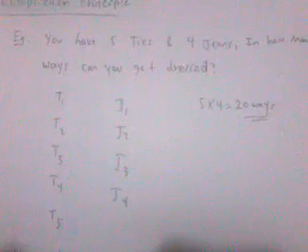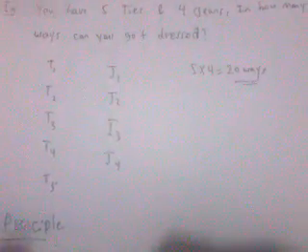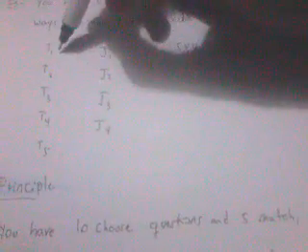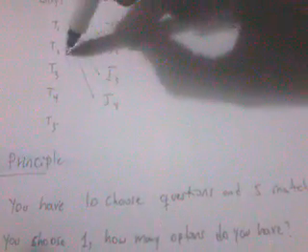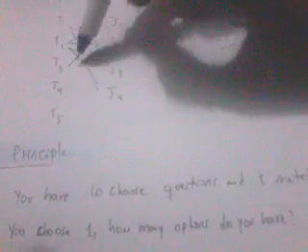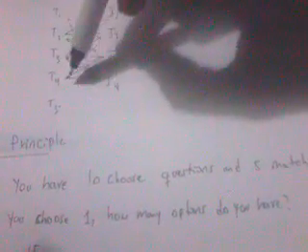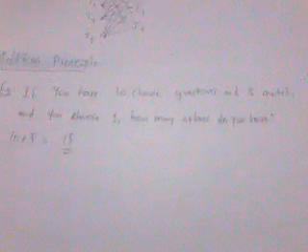So, for example, you have 5 ties and 4 jeans. In how many ways can you get dressed? For every tie you have 4 jeans, so you can wear tie 1 and then wear jeans 1, 2, 3, and 4. And for every tie you have 4 options. So if you sum all these up, you'll end up with 4 times 5, which is 20. That's the multiplication principle.